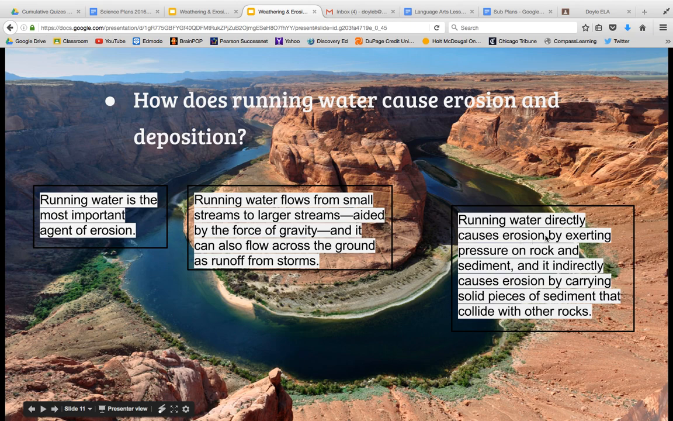Running water directly causes erosion by exerting pressure on rock and sediment, and it indirectly causes erosion by carrying solid pieces of sediment that collide with other rocks. So you can see this river over millions and millions of years has worn away the walls of this canyon to make the amazing Grand Canyon.